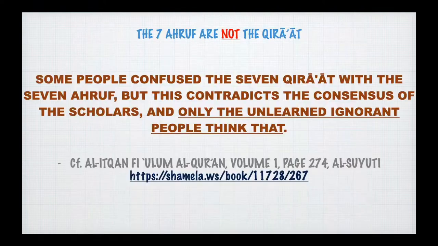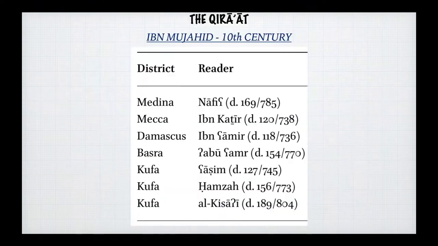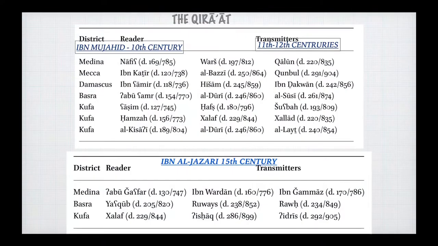So before, I just want to show it again. This is what he did first, just these 7 readers. And now we have not just 7 readers, but they each have 2 transmitters, 2 students. He didn't put a cap on how many students or narrators each reader had. That was something done by 2 scholars, Ash-Shatibi and Adani, in the 11th, 12th centuries.